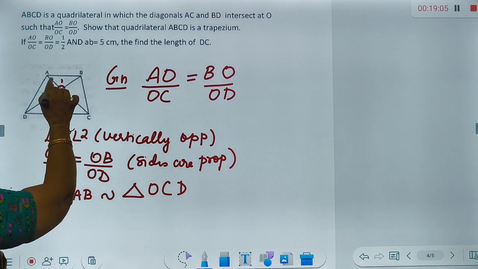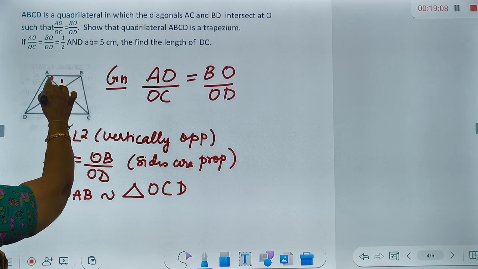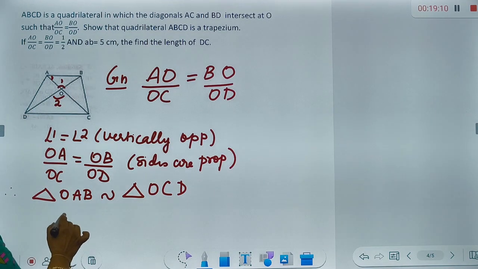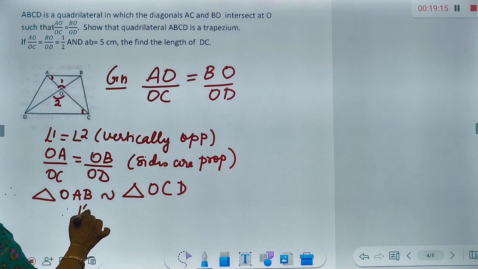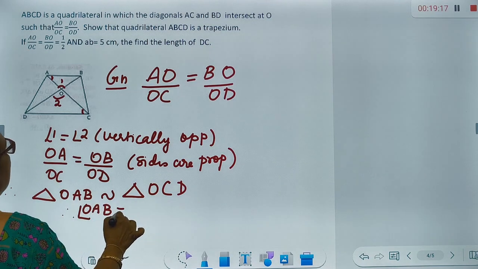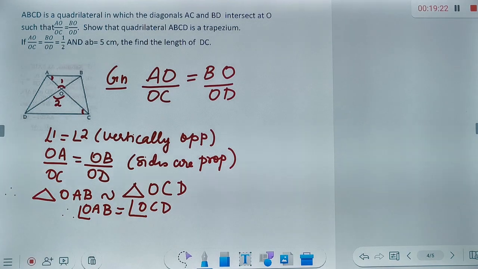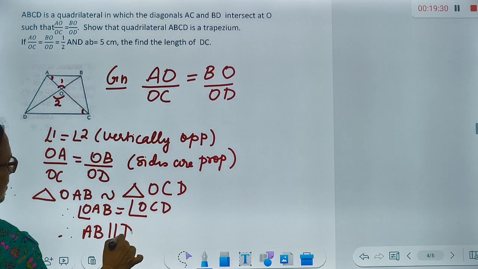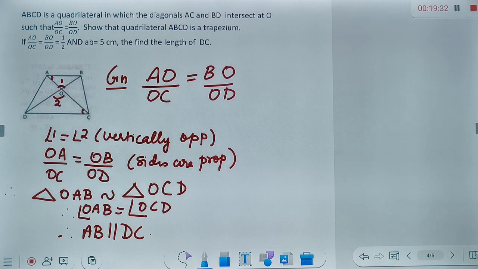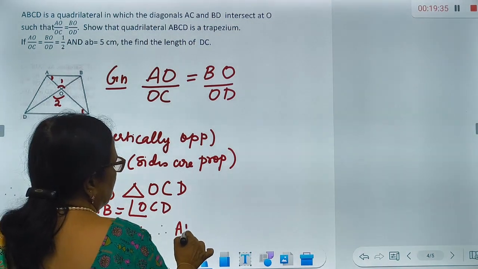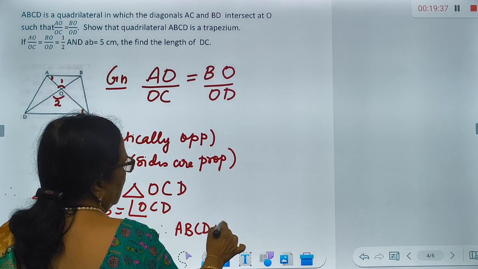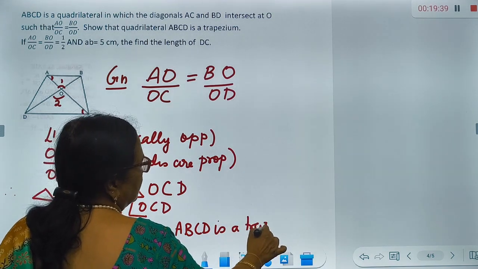That means what? The corresponding angles will be equal. So angle A equal to angle C. Therefore, angle OAB is equal to angle OCD. Now, if alternate angles are equal, this means AB is parallel to DC. Therefore, ABCD is a trapezium.